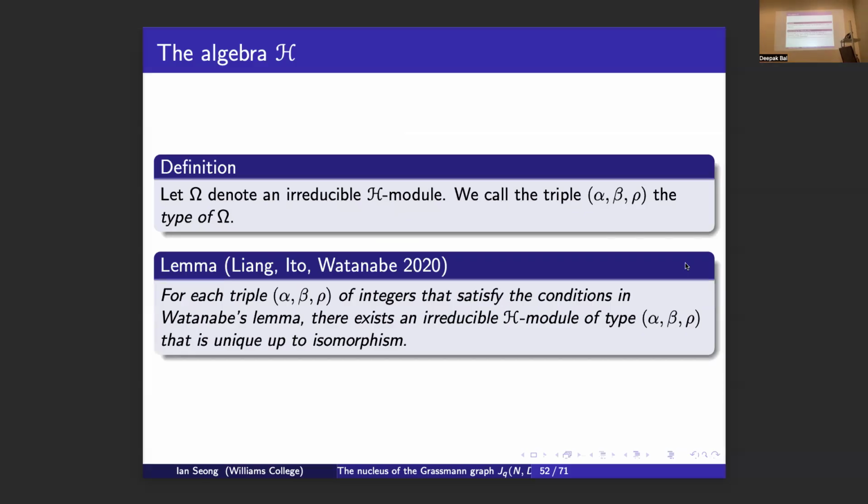Okay, some more definitions. Let omega denote an irreducible H module. We call the 3 numbers alpha, beta, rho the type of omega. And this is a result by Liang, Ito, and Watanabe in 2020. For each triple alpha, beta, and rho that satisfies the conditions given in Watanabe's lemma, there exists an irreducible H module of type alpha, beta, rho, and this is unique up to isomorphism. So if you give me alpha, beta, and rho, there's just one irreducible module, unique up to isomorphism.